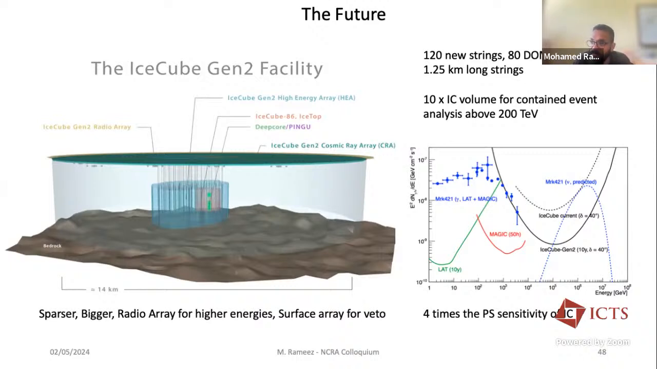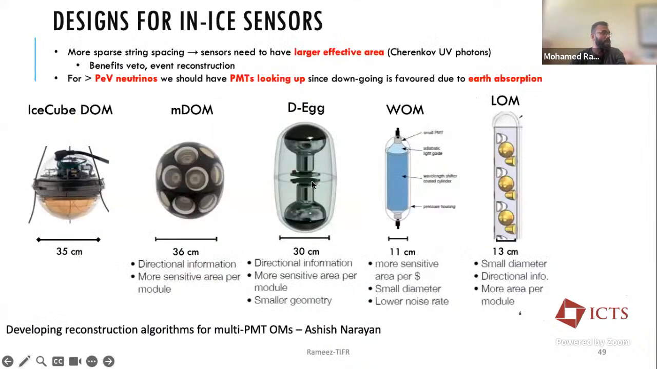So you need an instrumented volume that is 10 times larger than IceCube. And the plan is to do that at a comparable cost to IceCube by just placing these detectors further apart in the ice. So this region you see in red is the existing IceCube. The proposed IceCube Gen 2 extension is the region you see in blue. And we will also, for the first time, use optical modules which contain more than one PMT. So multiple concepts are being evaluated.